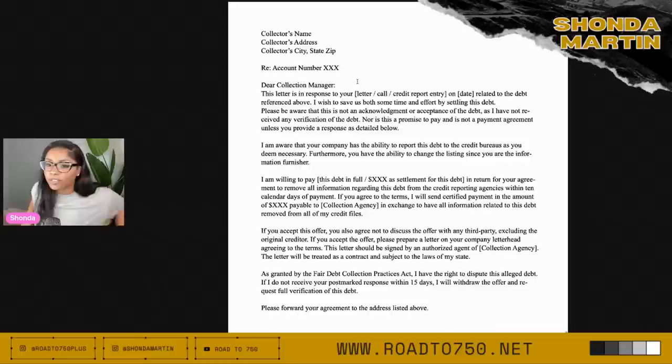The difference between a settlement and a pay to delete is that a pay to delete letter means they're going to delete the account when you pay it. And a settlement is you asking them, can you accept a portion of what you actually owe, because maybe you can't afford it or whatever the case is. So there are two different things. Just because a company agrees to a settlement doesn't mean that they're agreeing to delete it, because pay to delete and settlement are two different things. Okay.